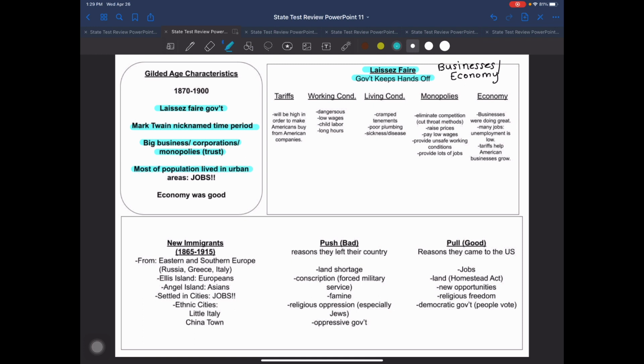Most of the population are going to live in urban areas, and the main reason they are going to move to the cities, and again, this is the correct answer for any time period that we're going to discuss, any person, immigrant we're going to discuss, if you are asked why did they move to the cities, the number one reason is because of job opportunities. And another way of saying that is economic opportunities, so you can think money.